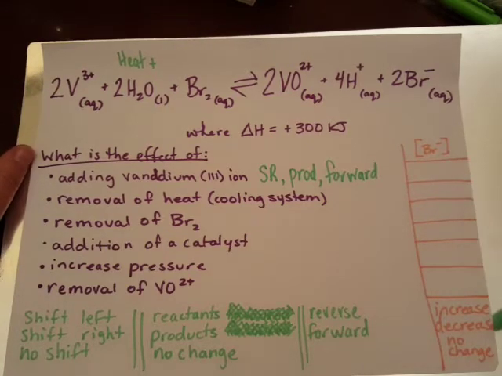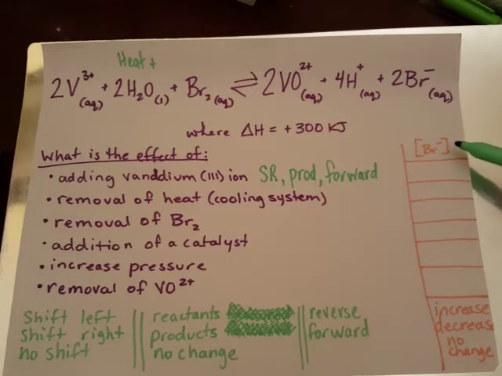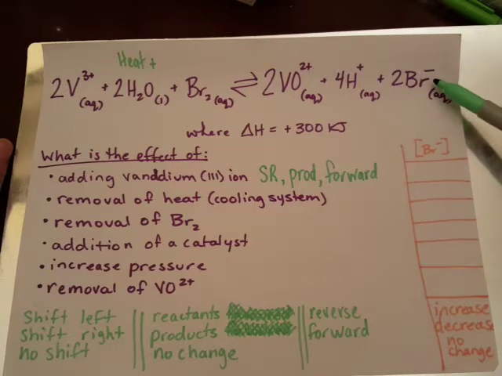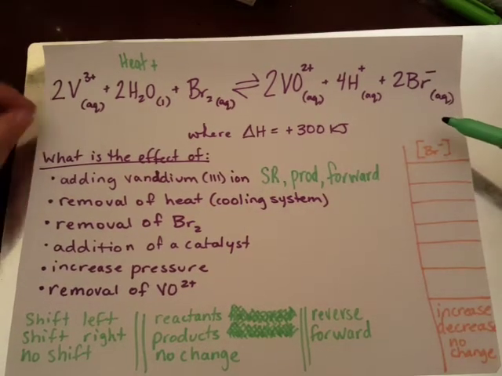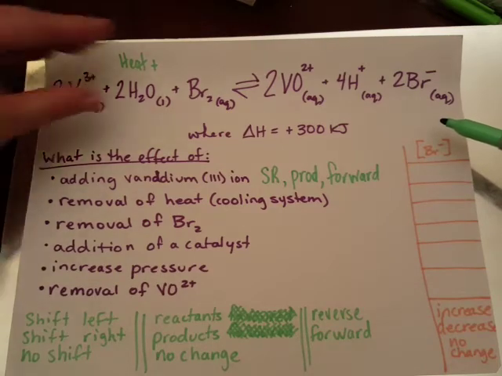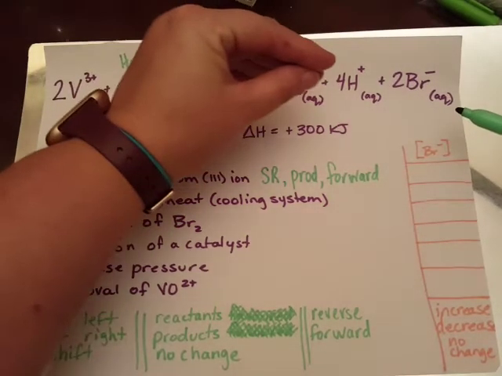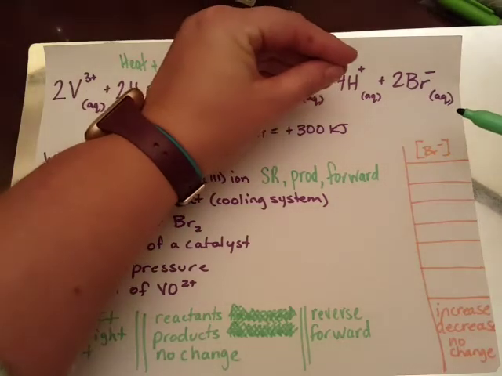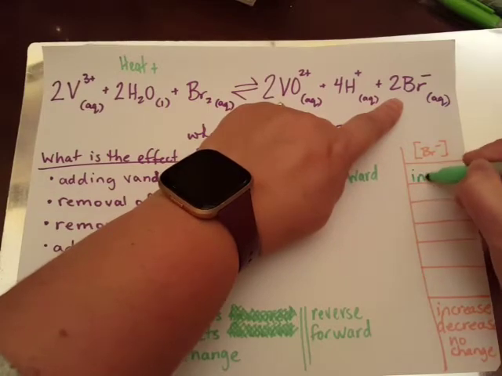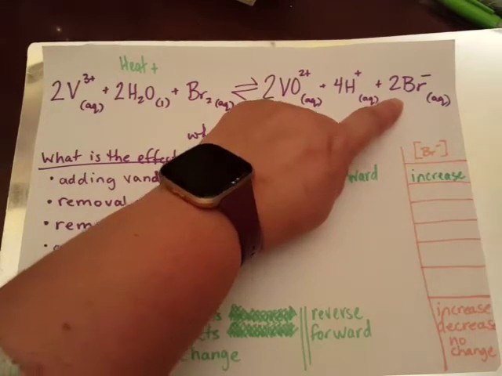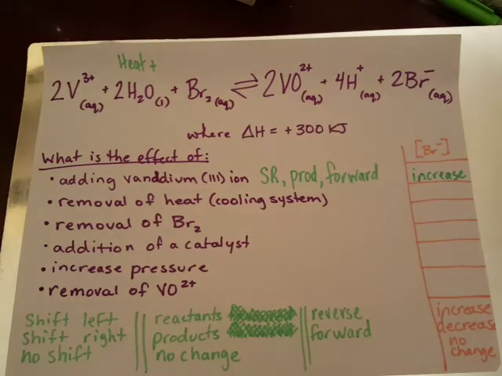Now, my final column is just another way of asking a similar question using Le Chatelier's principle, and that's to say, what's the effect on the concentration of the bromine ion? If we increase the concentration of one of the reactants, and we see the forward reaction favored, where the shift is towards the products, we would end up seeing more of this created. So we would see an increase in the bromine ion.